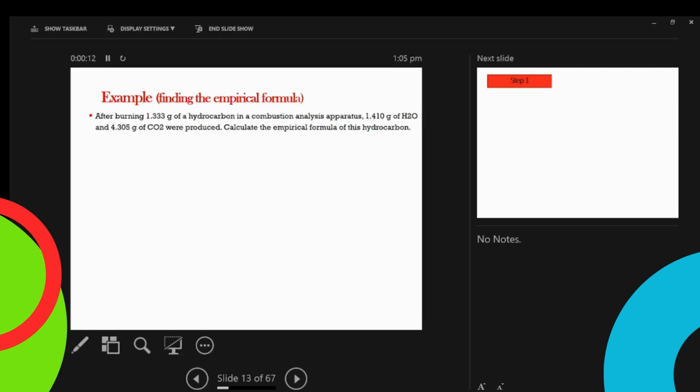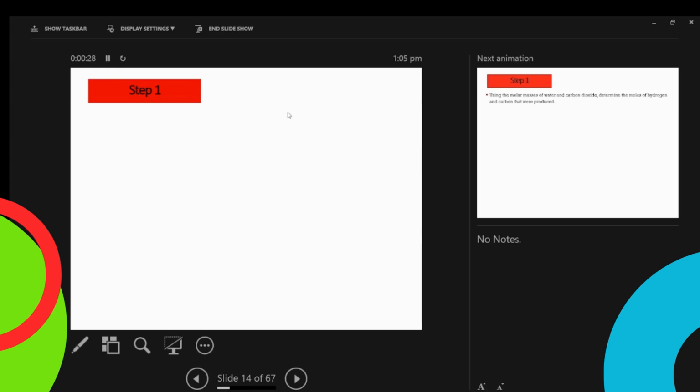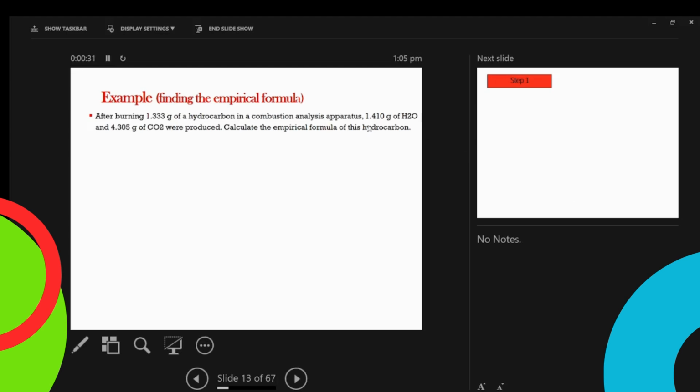Let's go to question number one, related to the empirical formula, and see how we can find the empirical formula. Here we have some values. The question says that after burning 1.33 grams of hydrocarbon, this being the mass of the hydrocarbon, the combustion analysis gives us 1.410 grams of water and 4.305 grams of carbon dioxide.